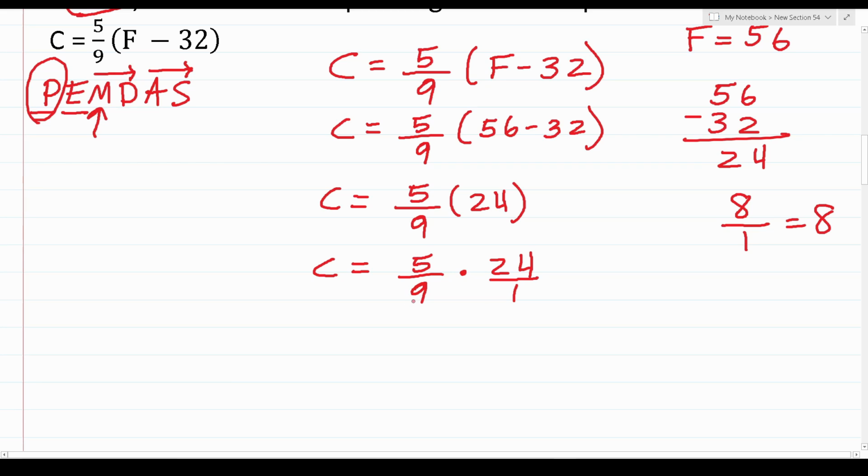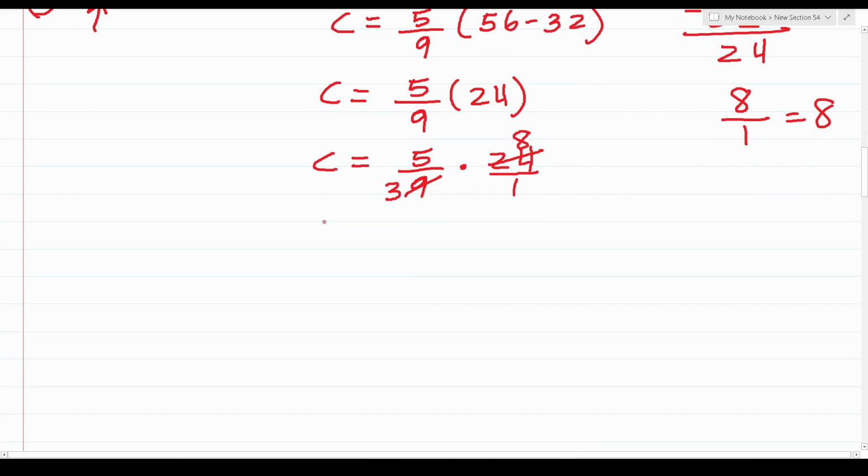Well, I know 3 goes into 9 3 times, and I know 3 goes into 24 8 times. So clearly 9 and 24 have a common factor of 3, and we can use that to reduce them. 9 divided by 3 is 3. 24 divided by 3 is 8. And you want to do that wherever possible because the math will become a little bit easier to work out. So let's rewrite this so it looks a little bit neater. This says 5 over 3 times 8 over 1.